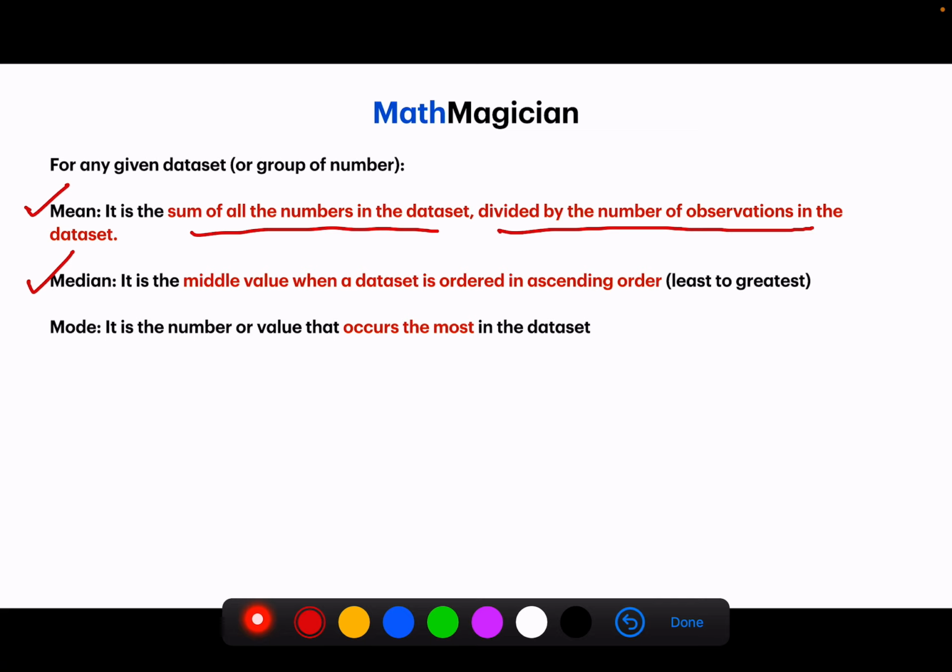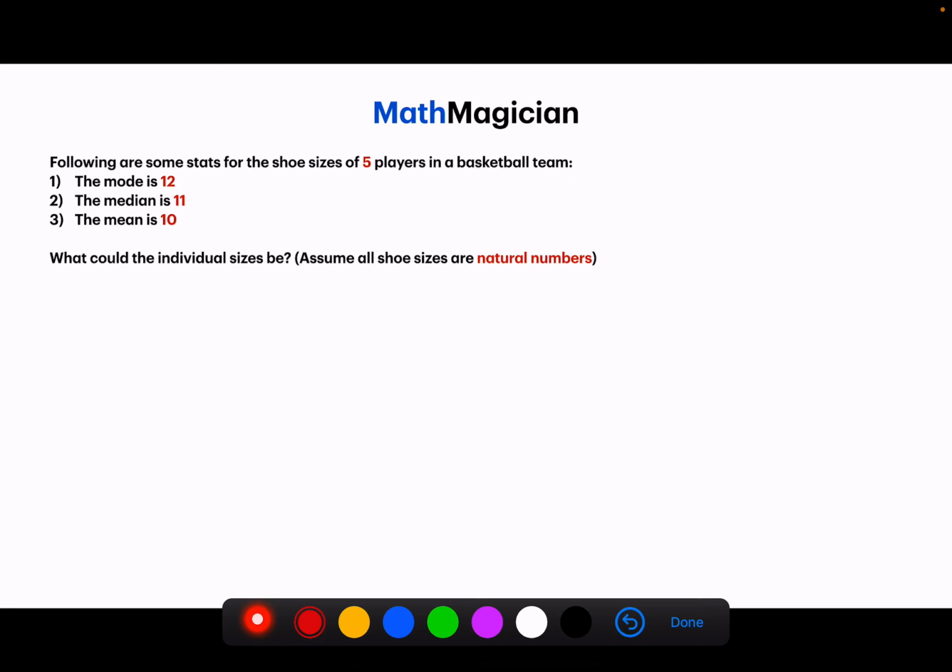The median is the middle value of a data set when it's ordered in ascending order, that is least to greatest, or we can also look at it the opposite way by ordering a data set in descending order and then calculating the median. The third one, mode, is also known as the frequency of a distribution, which means the value in a given data set that occurs the most number of times. Now, with this quick refresher, let's go into solving the particular problem.